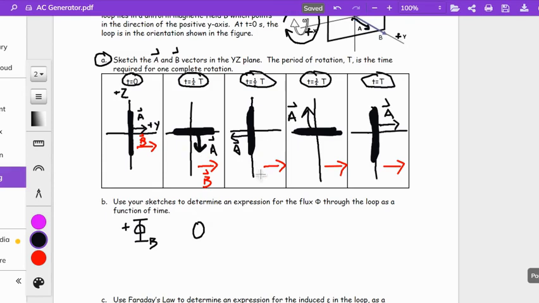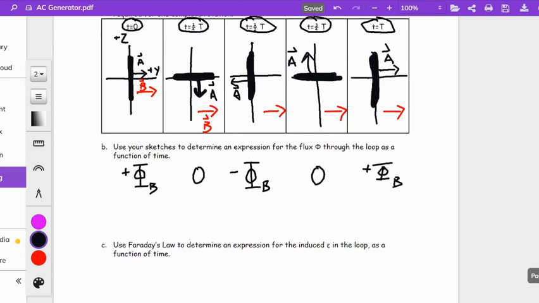At 1/2 period, you're going to have negative flux because now the area vector is pointing in the opposite direction of the magnetic field. Back to 0, and finally back to positive magnetic flux, maximum value. Okay. So if you were to make a graph of this, let's try to graph it out. We'll have a really long, stretched out, skinny graph.